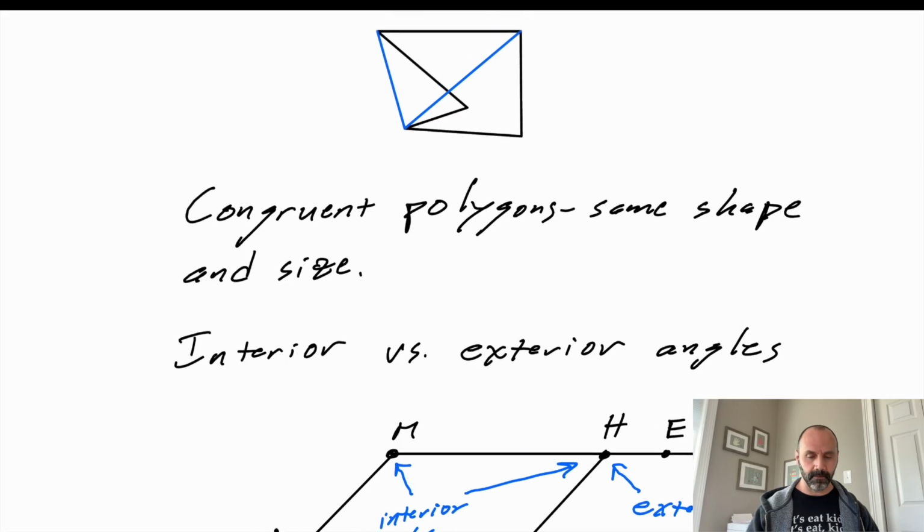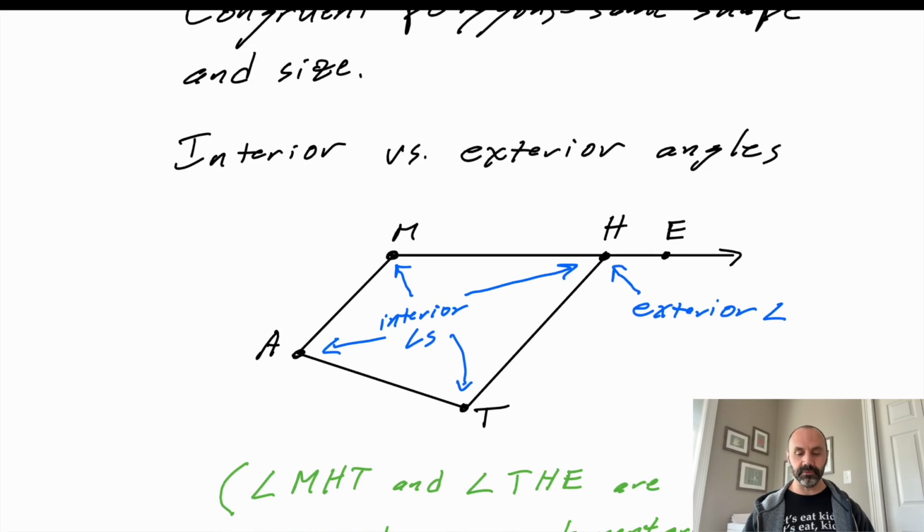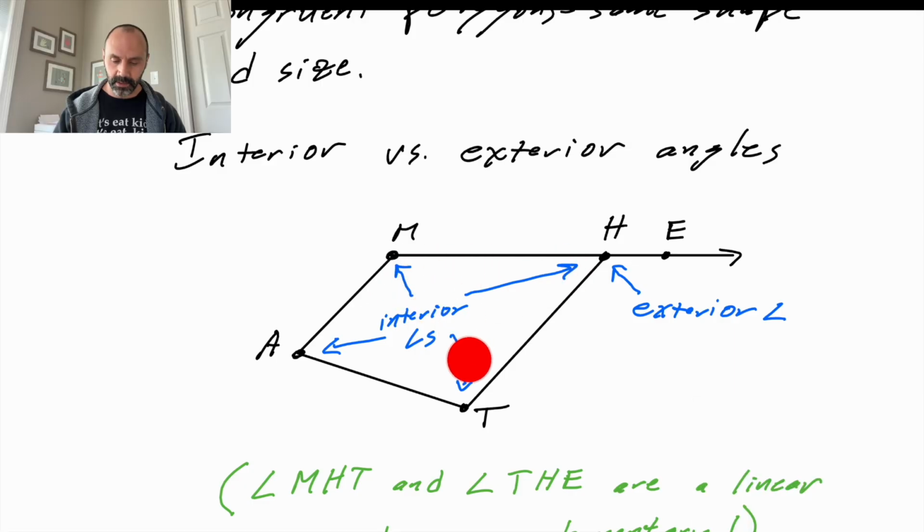Congruent polygons, a very simple idea: two polygons that have the same shape and the same size. All the corresponding sides are congruent, and all the corresponding angles are congruent to each other. Okay, and then the last concept in here, interior versus exterior angles. Here's a figure, an irregular quadrilateral. The interior angles are basically the angles on the inside of the polygon. Real simple. Angle AMH is this interior angle. Angle MHT is this interior angle.